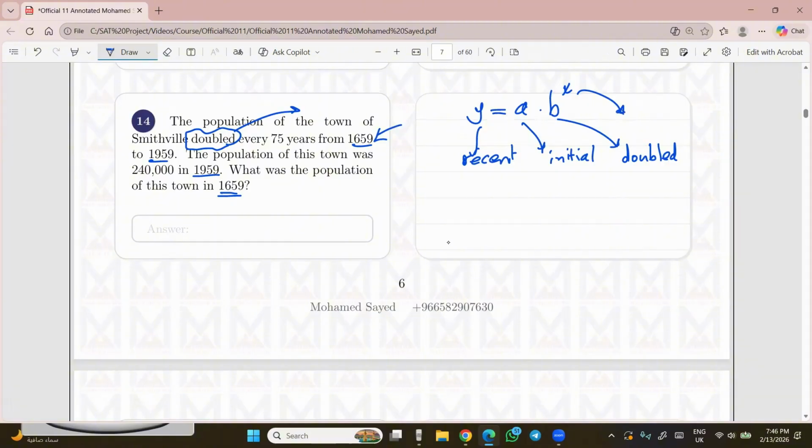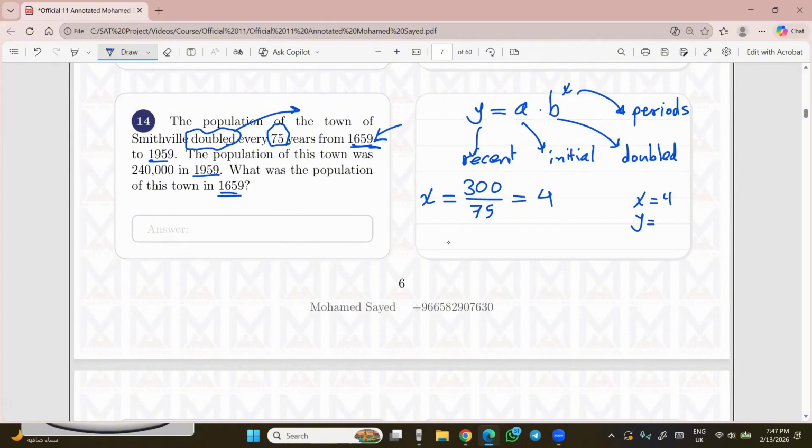Well, it's not the time in years. It's the periods, not time. It's called periods, because here every span of 75 years is called one period. So how many years passed from 1659 to 1959? It's 300 years. So the x here is equal to 300 years divided by 75 years, to see how many 75s are in this period of time. It's 4. So x here should be replaced by 4. X is equal to 4.